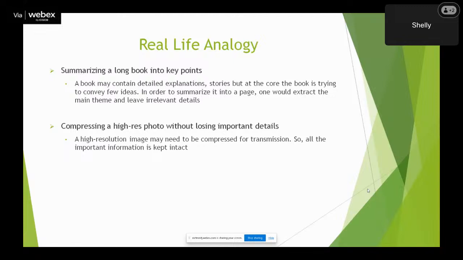Right. So a book may contain detailed explanations, stories, but at the core, the book is trying to convey a few ideas. So in order to summarize it into a page, one would extract the main theme and leave the irrelevant details. Nowadays you might have seen, I'm telling you some live examples side by side so that you can relate to it. Whether this technique is used or some other technique can also be used, because you are learning a course on machine learning where you are learning about all the techniques.